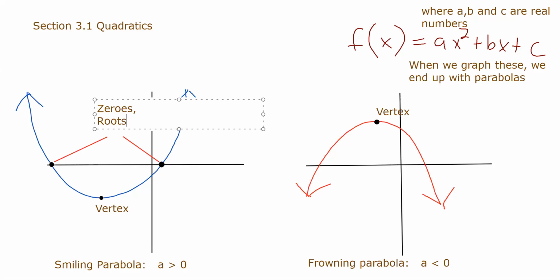Zeros or roots. I usually like the term roots. It's where this thing is planted, if you will, along the x-axis. So that's why you might see it called roots. So this particular parabola as drawn has 2 roots. It crosses the x-axis twice.